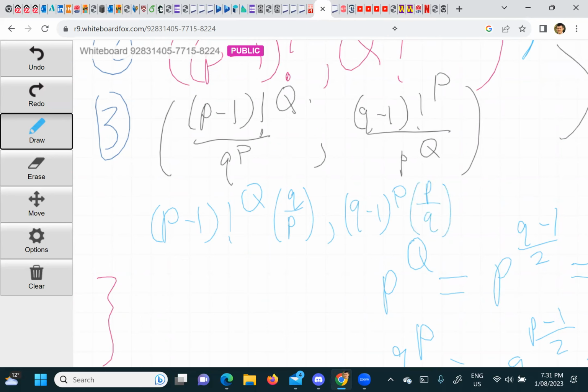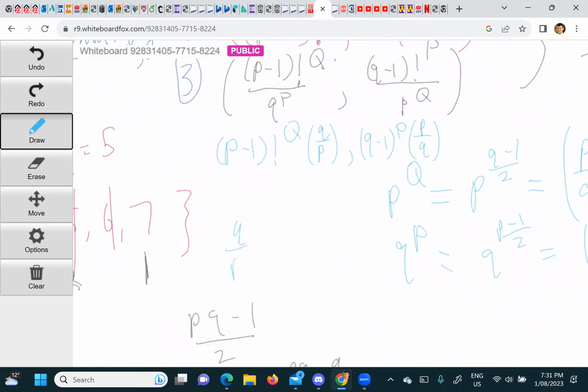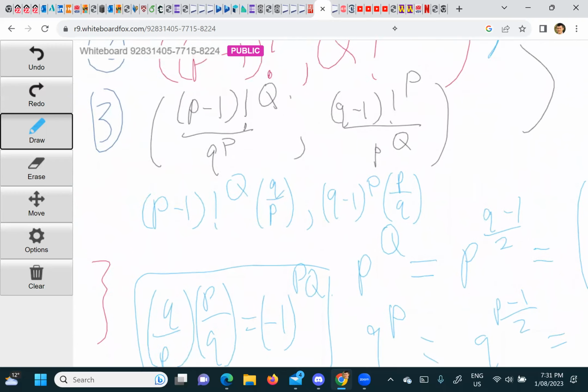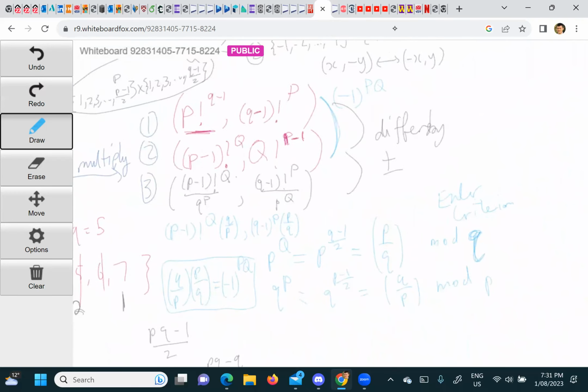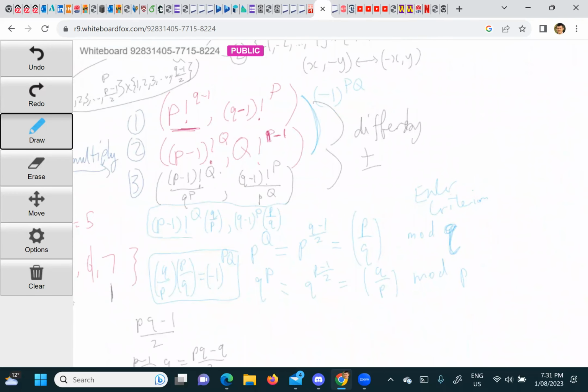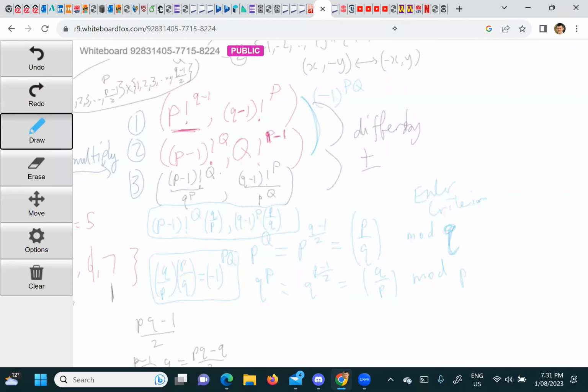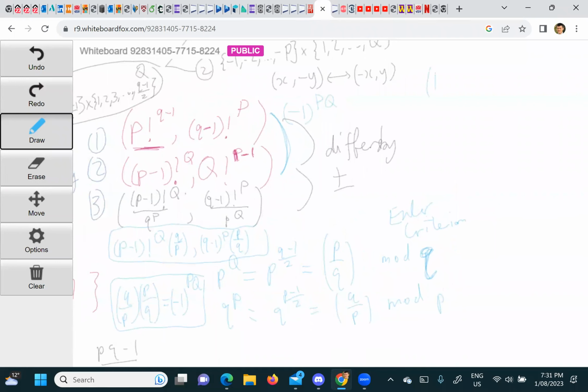And remember what we're trying to prove. We're trying to prove q over p times p over q equals minus 1 to the pq. So that's what we're trying to prove. Okay, so let's have a look at 3. Let's equate 3 and 2. So if you equate 2 and 3.